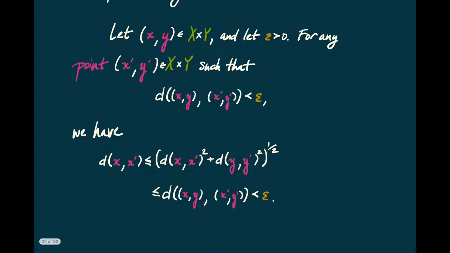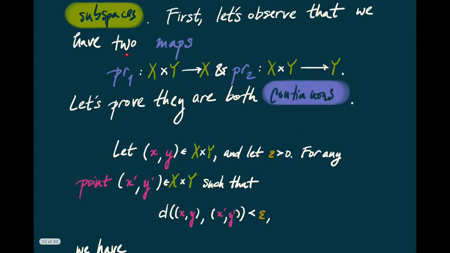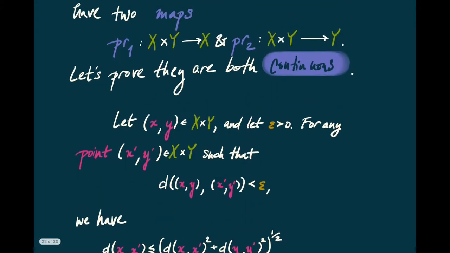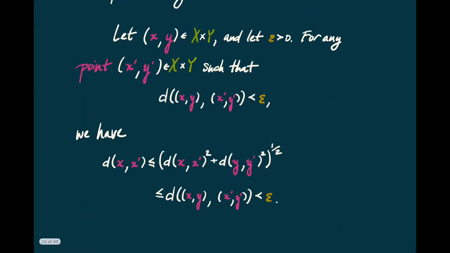I'm going to look at the effect of this map PR1 here on my point (x, y). So I'm taking (x, y) and I'm getting x out, and I'm taking (x', y') and I'm getting x' out. I'm just getting that first factor. That's what PR1 stands for. It's the projection map onto the first factor. Okay, and so now what do I want to check? I want to check that the distance between these two points is less than the epsilon that I started with.